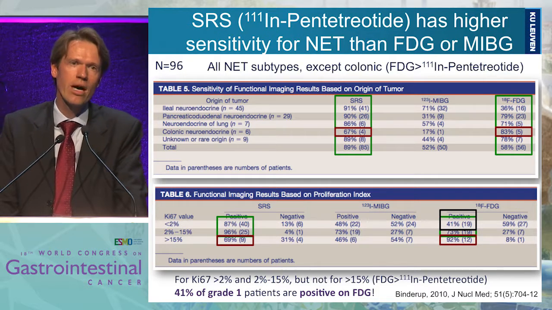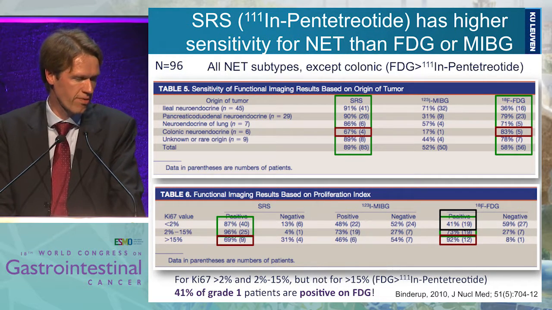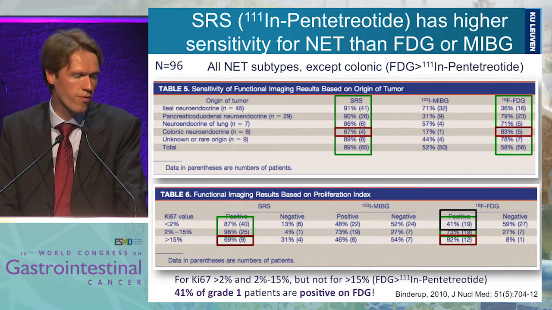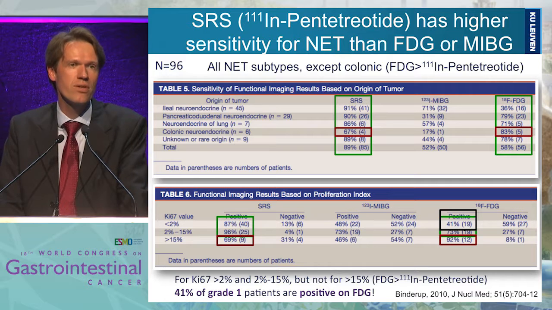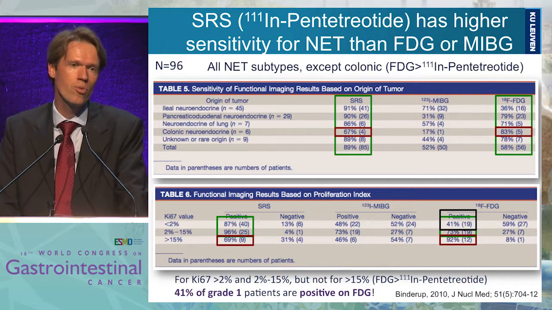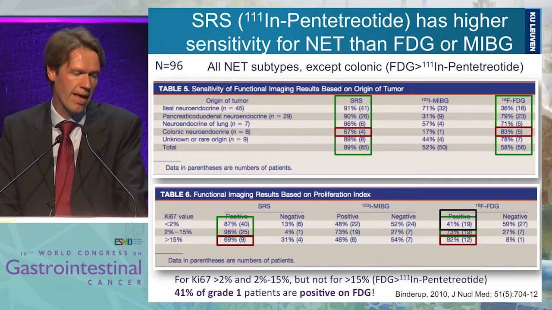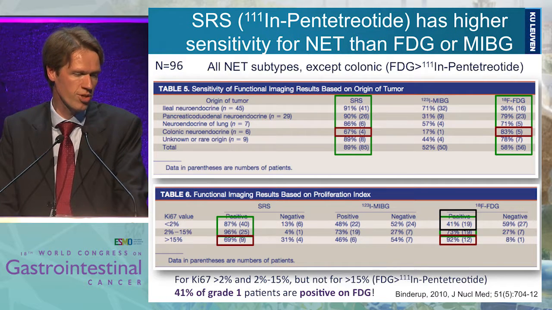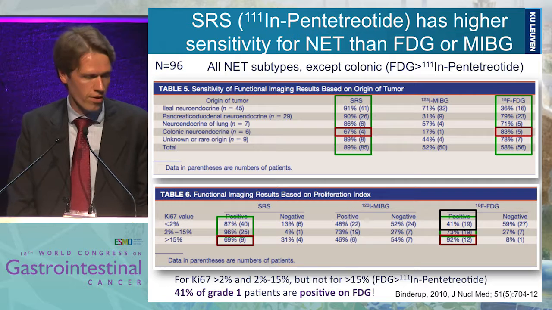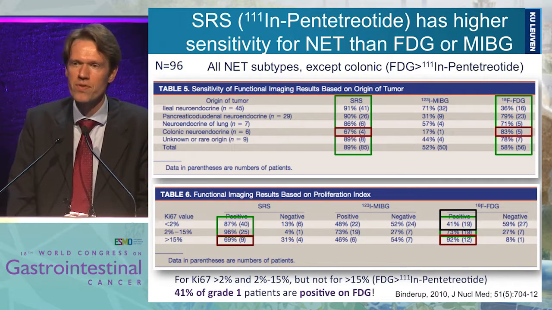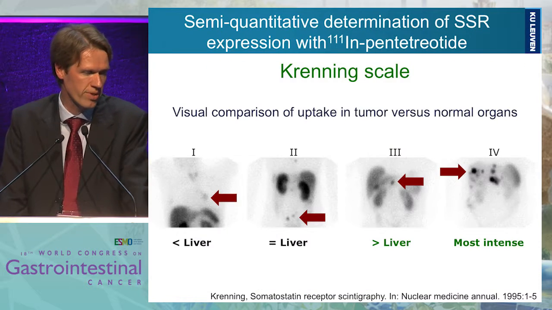And if you then break this down according to the Ki-67, I think this is very interesting data, you see that in the group below 2% and from 2% to 15%, somatostatin receptor imaging outperforms FDG with higher sensitivity, but in the group above 15%, you have a 92% sensitivity for FDG and only 69% for somatostatin receptor imaging. And also bear in mind that in the grade 1 group, 41% of the patients are still positive on FDG, and I will come back to this later.